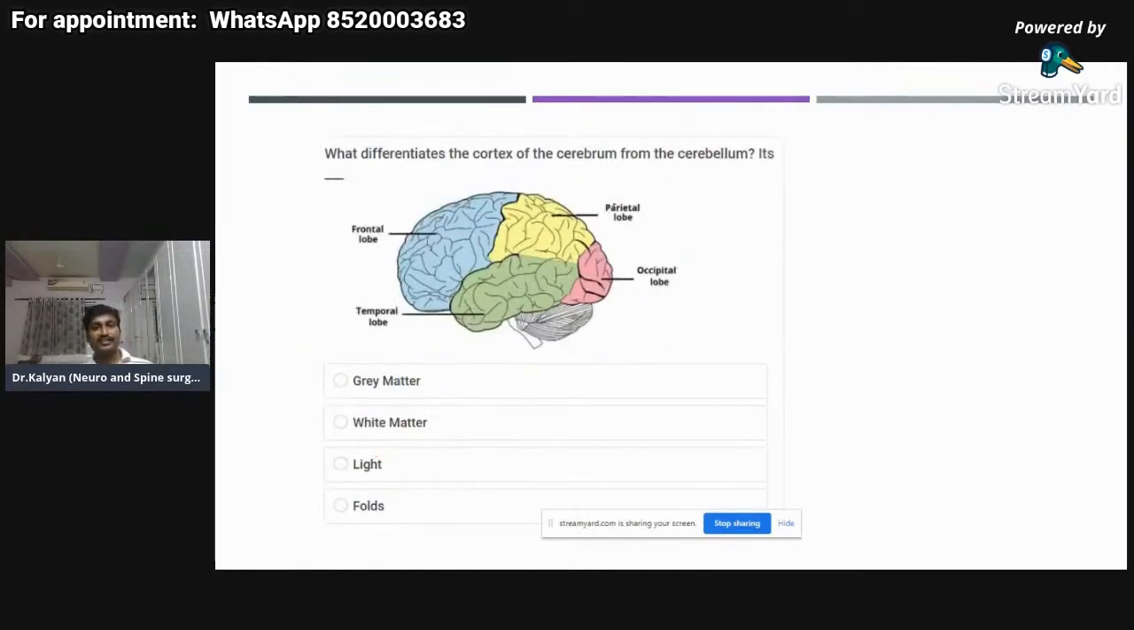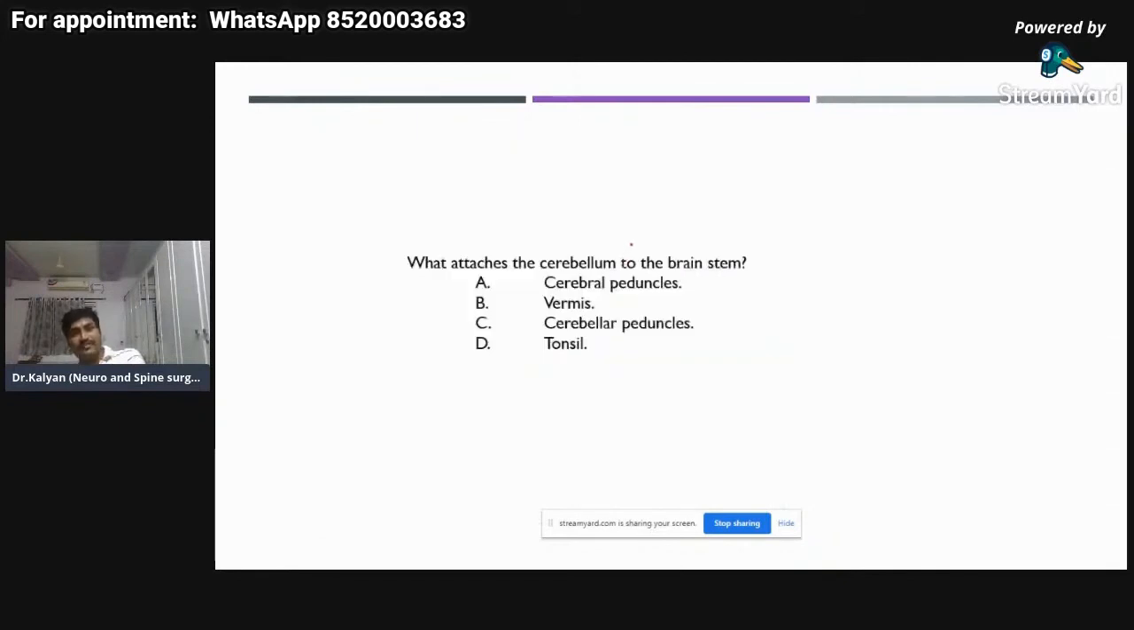What differentiates the cortex of the cerebellum from the cerebrum? Gray matter, white matter, light, or folds. Can anyone answer? Right. As I've told you, the folds. The cerebellar folds are specific for the cerebellum. They are never seen in the cerebrum. And what attaches the cerebellum to the brainstem? I have told you in my last seminar also and this seminar also. These are the cerebellar peduncles.